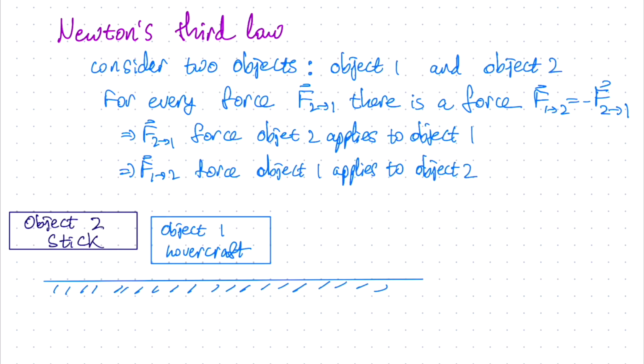That is, there is a force from object 1's hovercraft that is being exerted on the stick, and it is opposite of the force that the stick exerts on the hovercraft. The pair of forces F21 and F12 are called third law pairs. These are forces which are equal in magnitude and act in opposite directions.